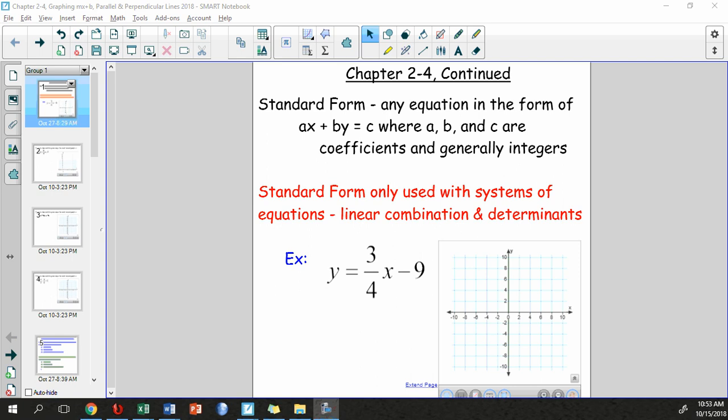Okay, what we're talking about today is standard form, and we're talking about how to graph using the slope and the y-intercept, and also how to graph using the x and y-intercepts. In addition to that, we're learning about parallel and perpendicular lines, okay?